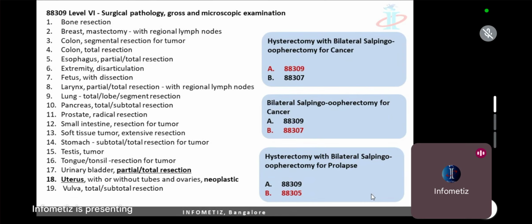Good. Now second question: bilateral salpingo-oophorectomy for cancer. Now tell me what they are removing here. Fallopian tube and ovary. Are they removing the uterus? No. But check only for fallopian tube or ovary, not for uterus. What is the answer I have given? 307 and 309. Check in 309 we have fallopian tube.